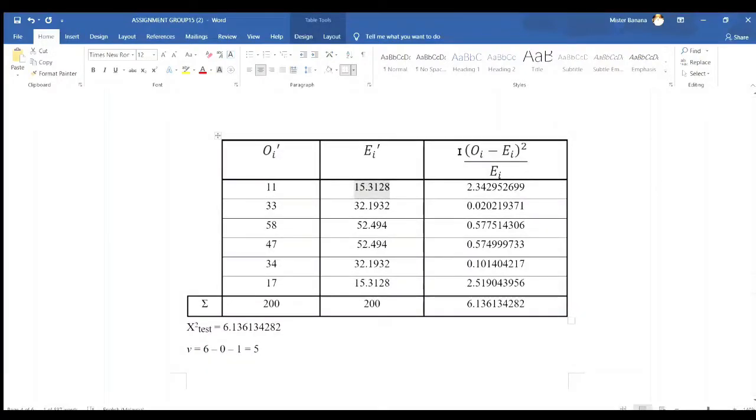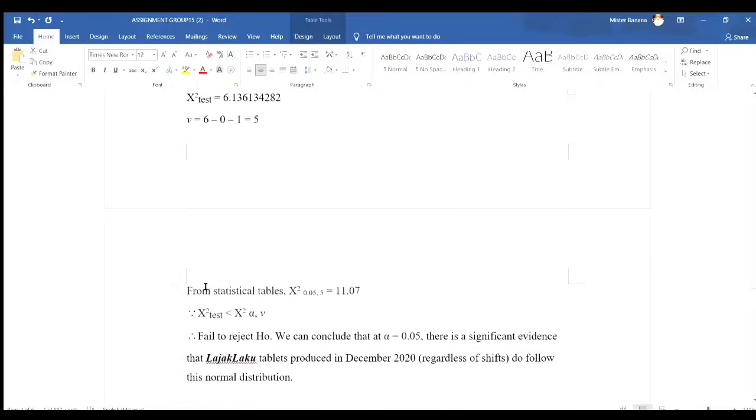So the total of this value, 6.136, is our chi-square test. From the statistical table, chi-square 0.05,5 is equal to 11.07, where our chi-square test is smaller than our chi-square critical value. So we fail to reject H0, and we can conclude that at alpha equal to 0.05, there is significant evidence that Lajak Kuruih tablet produced in December 2020 do follow this normal distribution.